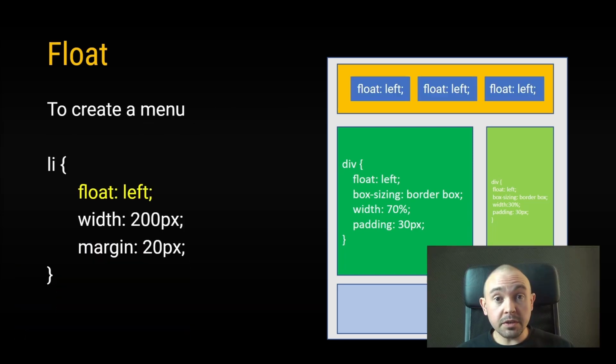We can also use the float property to create a menu on our website. We can assign this property to every element of our navigation as an alternative to display inline-block. In the example, we can see the list items with the float left property assigned, thanks to which these items line up next to each other in one line.